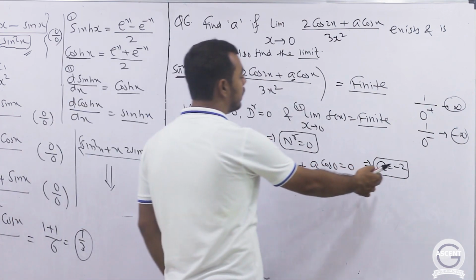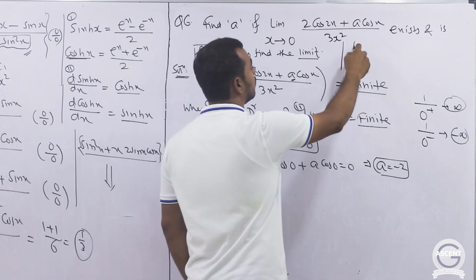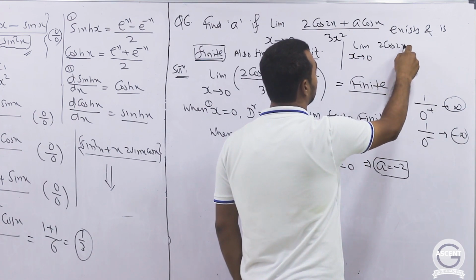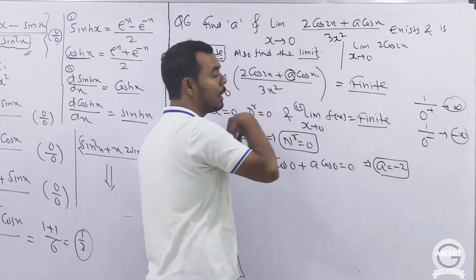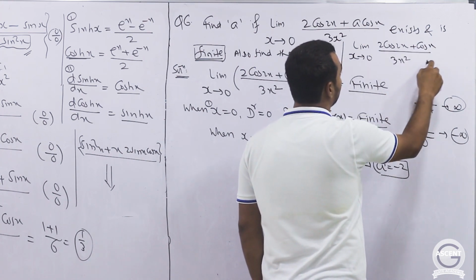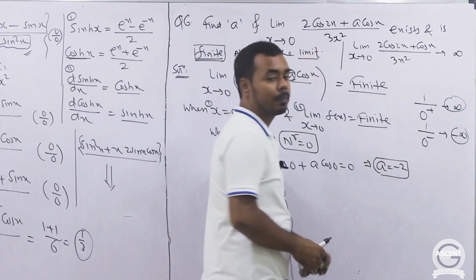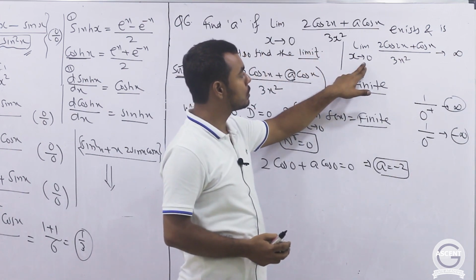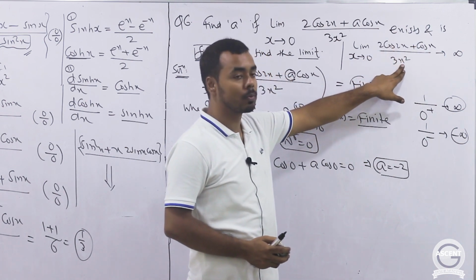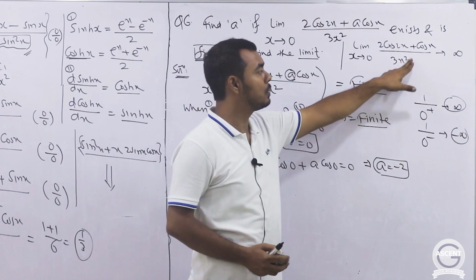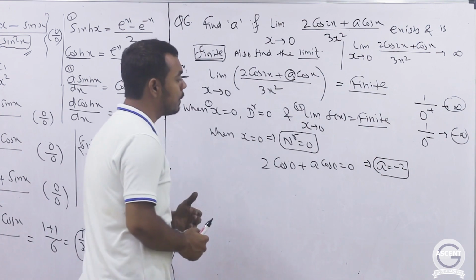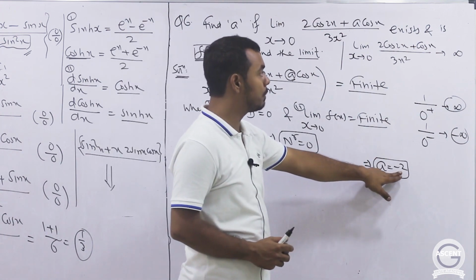See, if I have some number other than minus 2, then what will happen? Suppose I had to evaluate this limit x tending to 0, 2 into cos 2x, and in place of a we have some other number, say a is 1. So what are we getting? Now this limit will become infinity. Why? Because if I place x equals to 0, 2 cos 0 plus cos 0 is 2 plus 1, 3, divided by 0 square. Now whether it is 0 plus or 0 minus, 0 square will be 0 plus. So this will give us plus infinity. And that will be true for any other value of a except this minus 2.